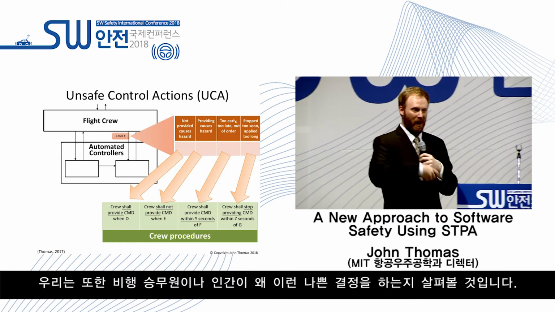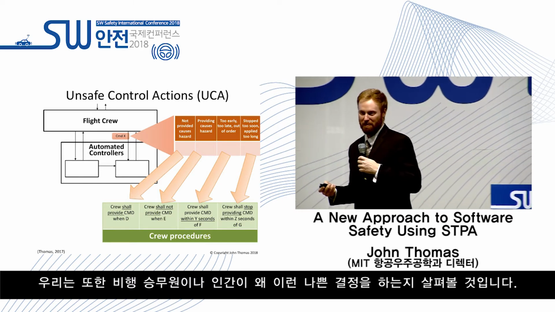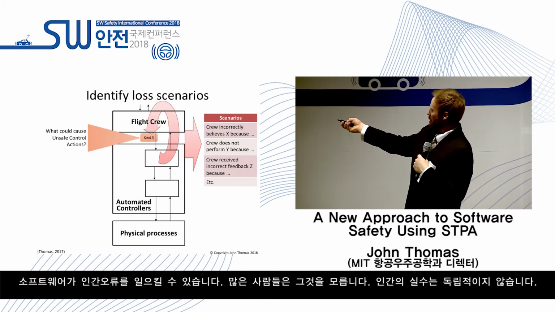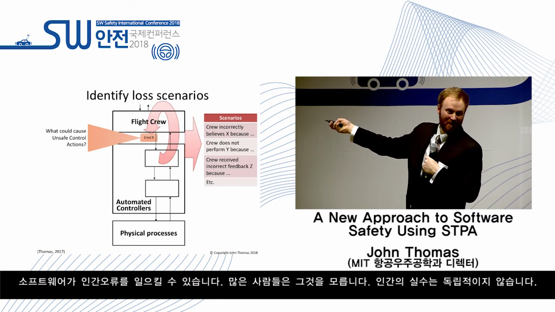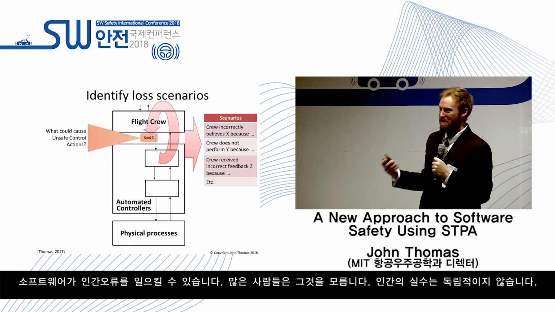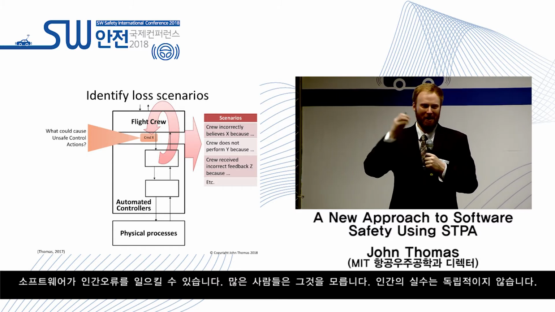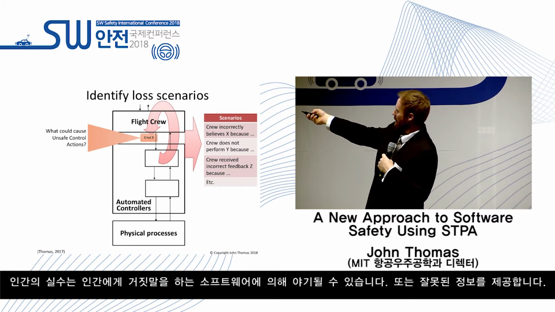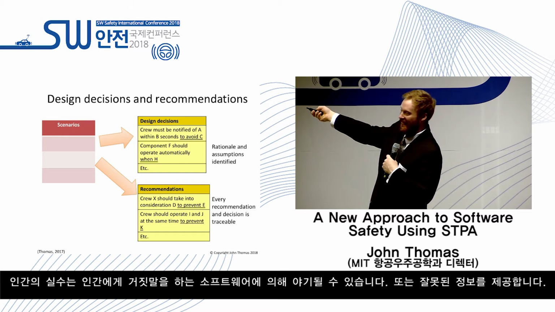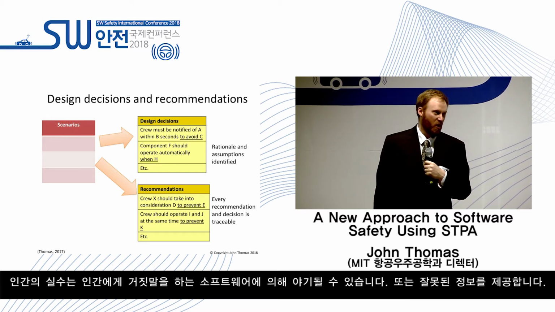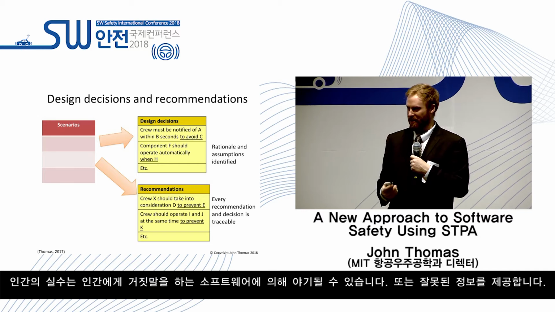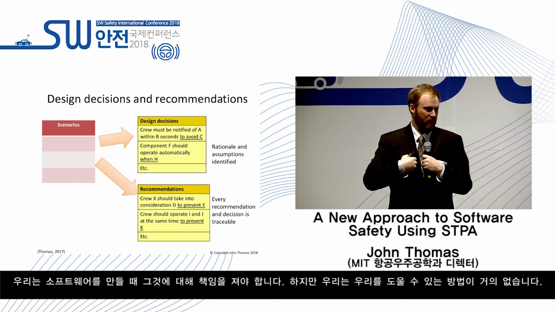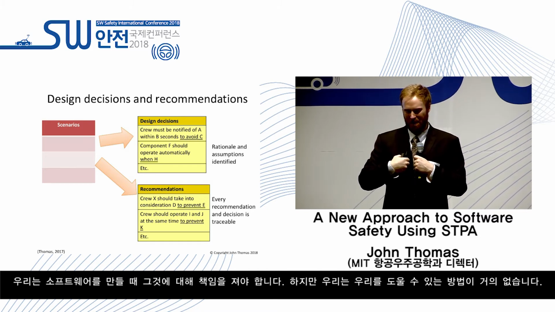We also would look at why the flight crew or the human would make these bad decisions. If you're a software engineer, why do you care? Software can cause human error. Many people don't know that. Human error is not independent. It's affected by the context. Human error here can be caused by software that lies to the human or provides misleading information. We need to take responsibility for that when we create software. But we have very few methods to help us.